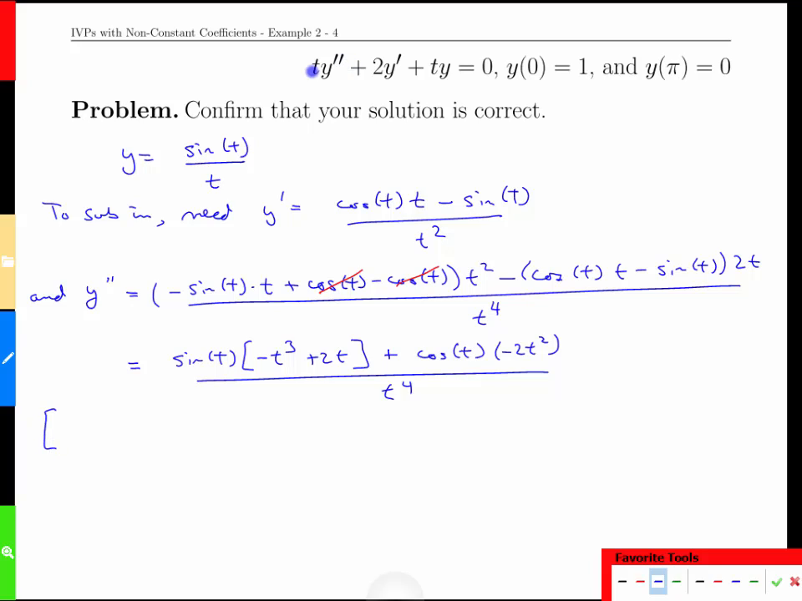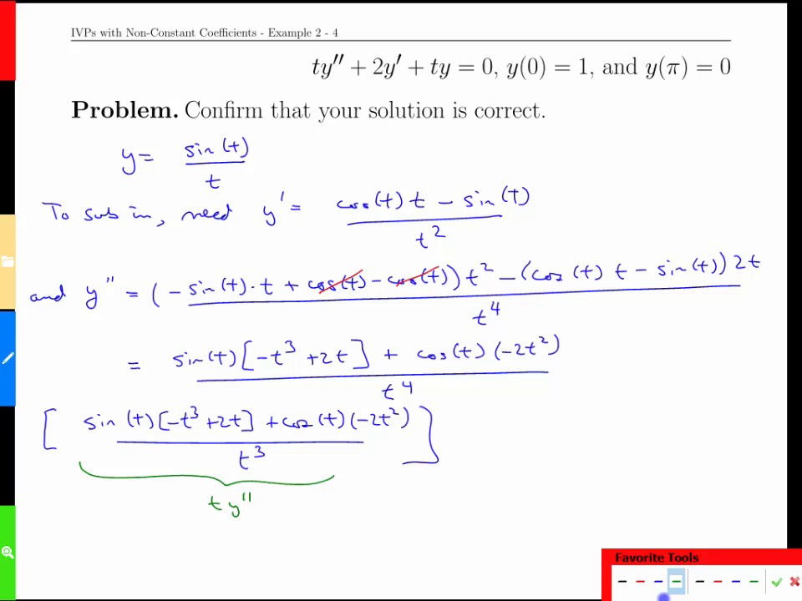So, what do we get there? We're going to have t times y double prime. So that's basically going to get rid of one of our t's in the denominator here. So I'll have sine of t minus t cubed plus 2t's plus cos of t times minus 2t squared all over t cubed, collectively ty double prime. Then we'll add two y primes. Our y prime is here. That's a cos of t times a t minus sine of t all over t squared. And then we'll have plus t times y, which is just sine of t when we're done.